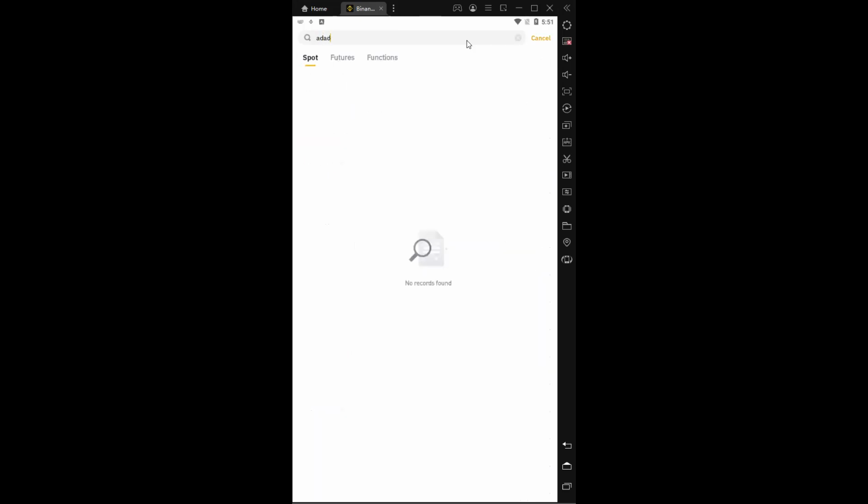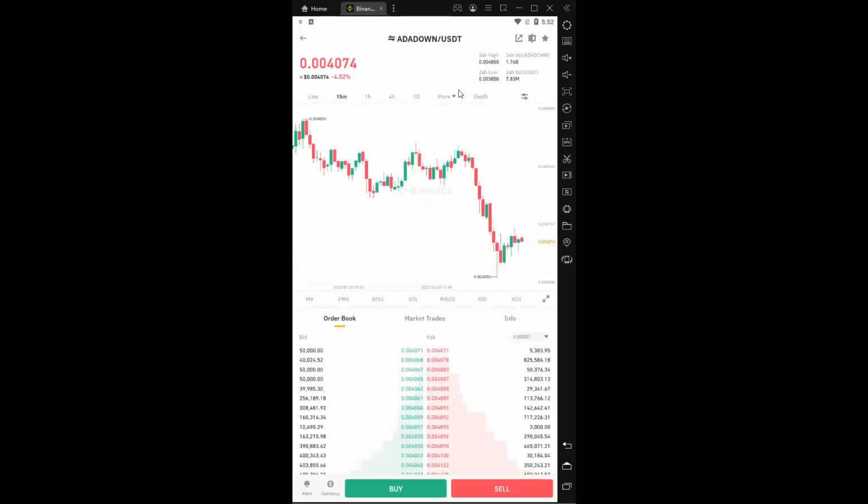So let's say ADA down. If you notice that this particular coin is going to dump, what you buy is the down coin. So the more the real coin dumps, the more you make money from this one. ADA up goes up when the coin is going up. ADA down goes up when the coin is going down. So you profit when the market is going down.